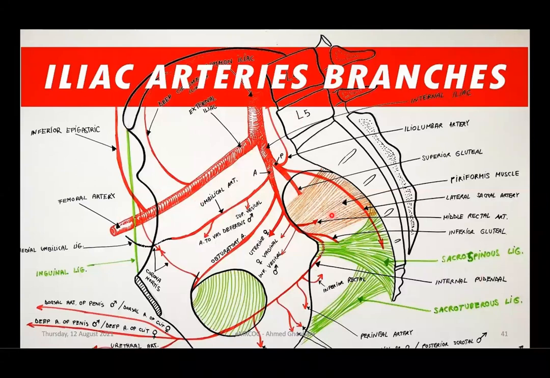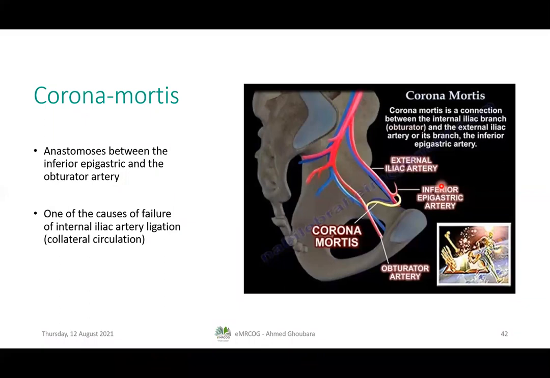Same as before. Corona mortis. What's corona mortis? From the name, something very dangerous. Corona means the crown, and mortis means something that might kill the patient. Corona mortis is an anastomosis between the inferior epigastric and the obturator artery. So basically, we are talking about a pathway for the blood between the external iliac artery and the internal iliac artery.